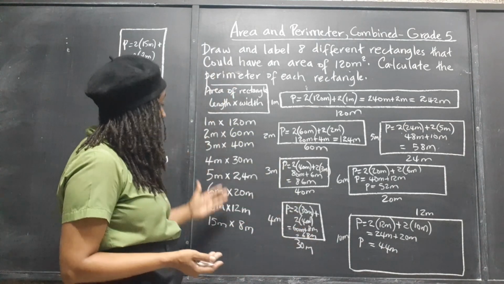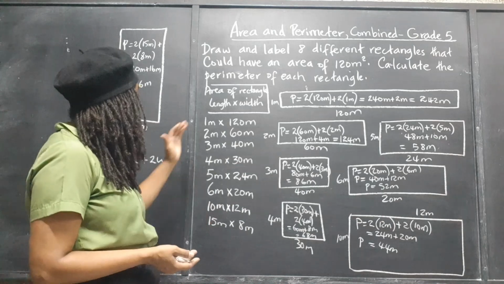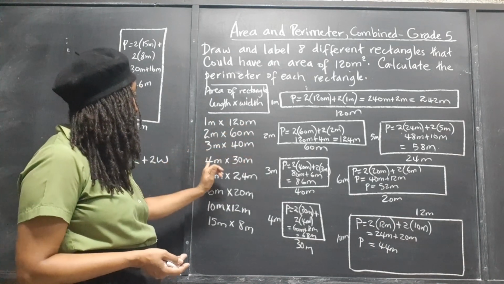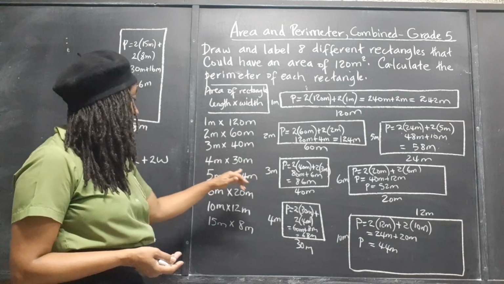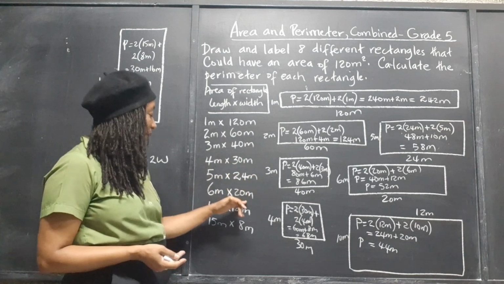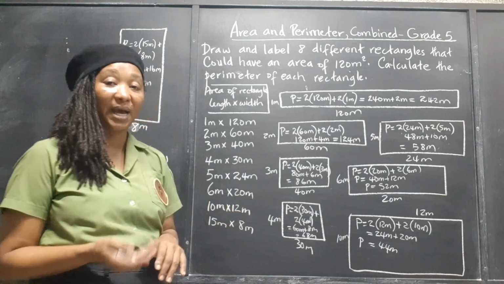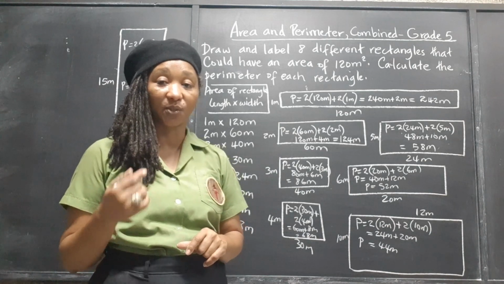So these are the pairs of factors we got. 1 times 120, 2 times 60, 3 times 40, 4 times 30, 5 times 24, 6 times 20, 10 times 12, 15 times 8. They all multiply to give 120 meters square.